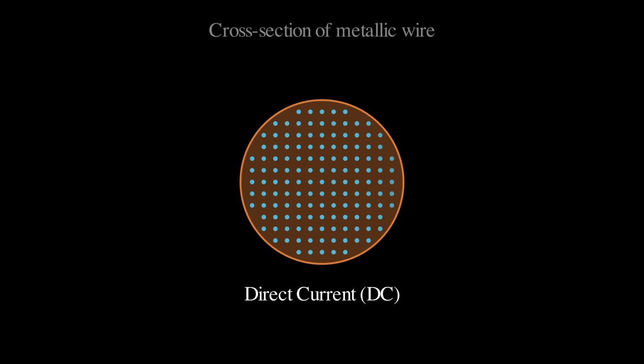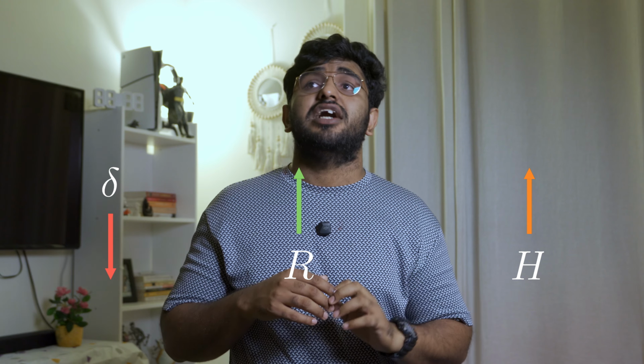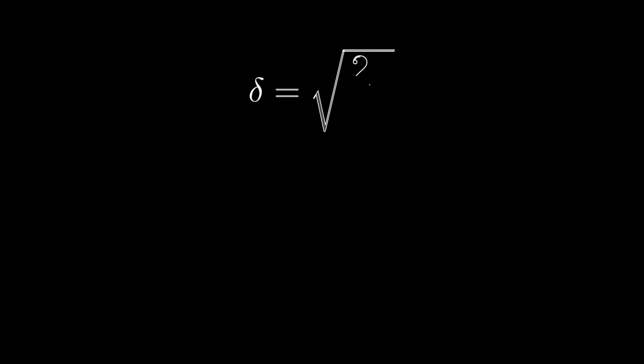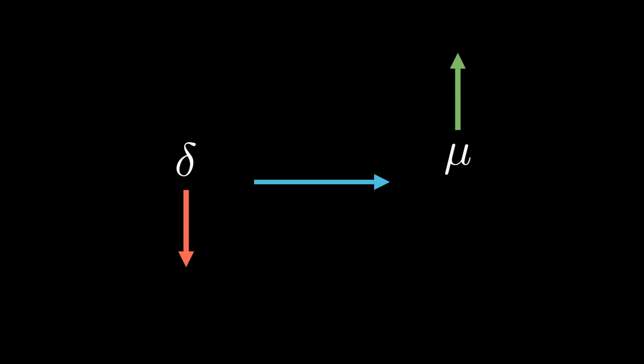Delta is the skin depth, rho is the resistivity of the conductor, omega is the angular frequency, and mu is the magnetic permeability. Decreasing skin depth increases the resistance and thereby heat, as more electrons would get squeezed into a smaller area of cross-section. Skin depth is inversely proportional to the magnetic permeability. So to minimize skin depth, we should use a material of very high magnetic permeability. That is a ferromagnetic material like iron.